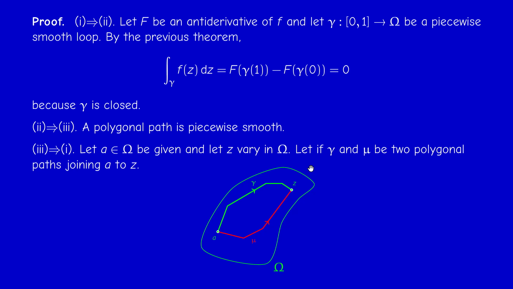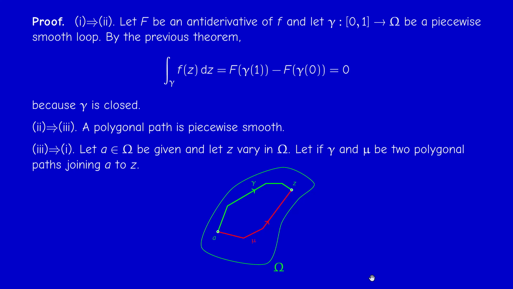So I claim the following: if gamma and mu are two polygonal paths joining A to Z, then the integral of f along gamma is the same as the integral of f along mu. Otherwise stated, the integral is path independent. It's not always true, but it's true here because I'm assuming that the integral over a polygonal loop is 0.